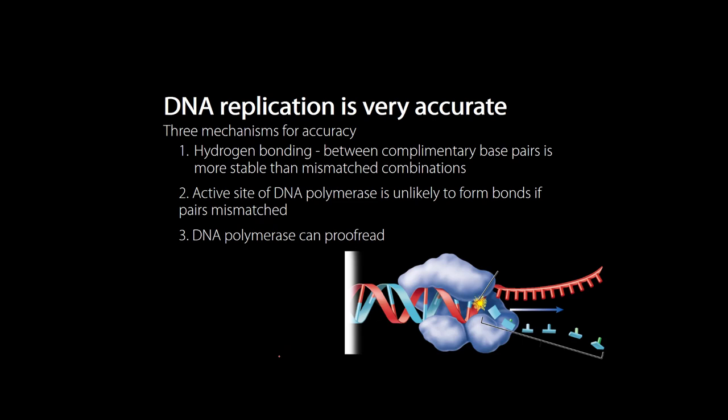So why is it so accurate? There's three mechanisms for this accuracy. The first is the innate, intrinsic structures of everything, the hydrogen bonding between the complementary pairs. If you think about the way adenine is structured, let's make a slightly more detailed view of adenine than we're usually making these days.